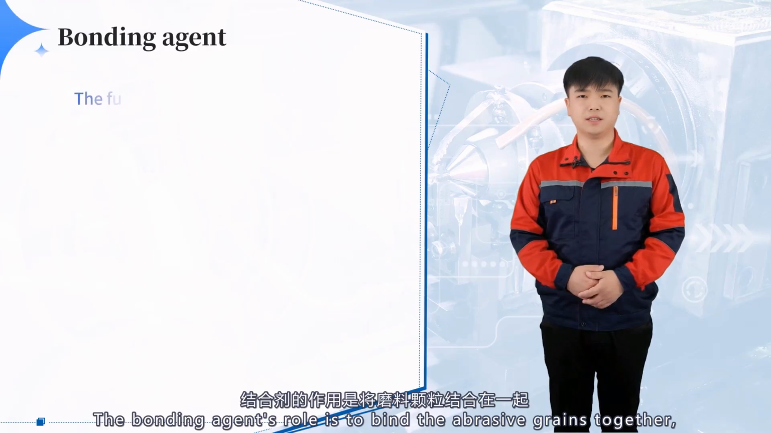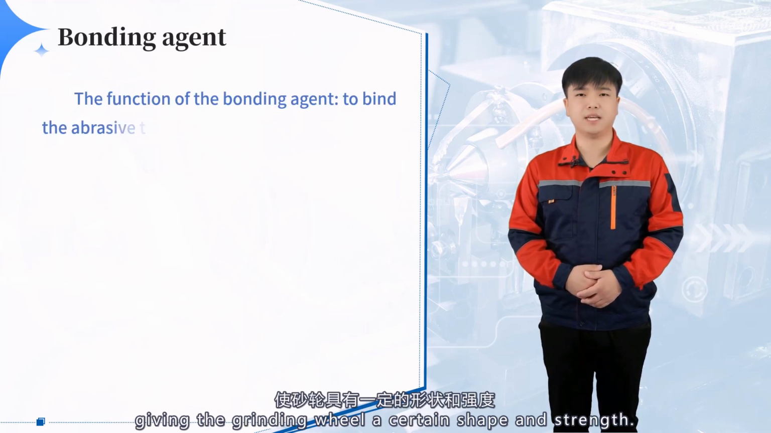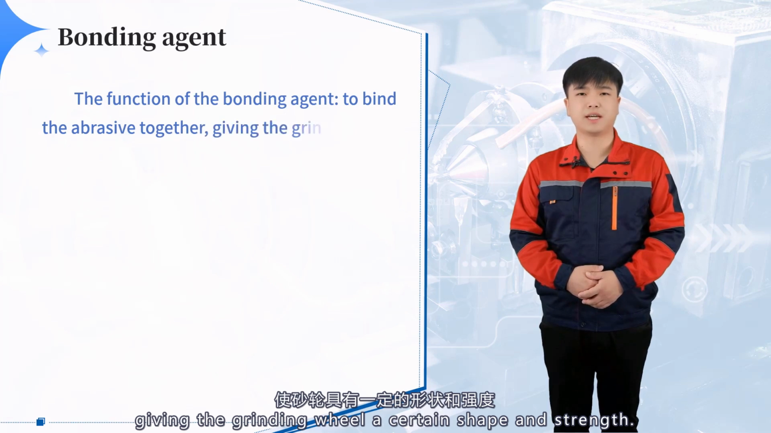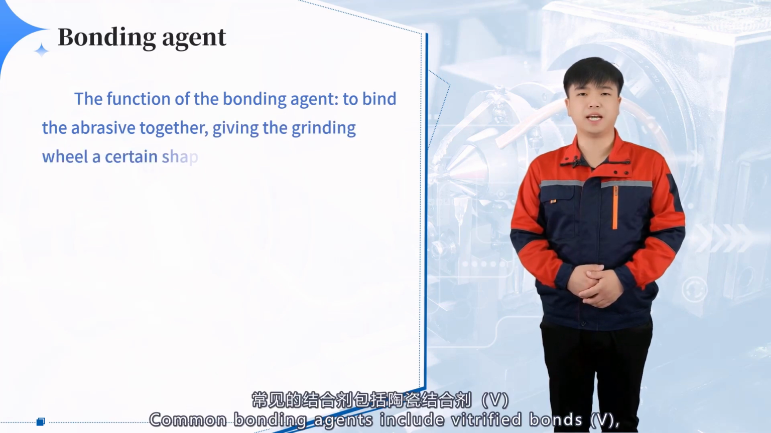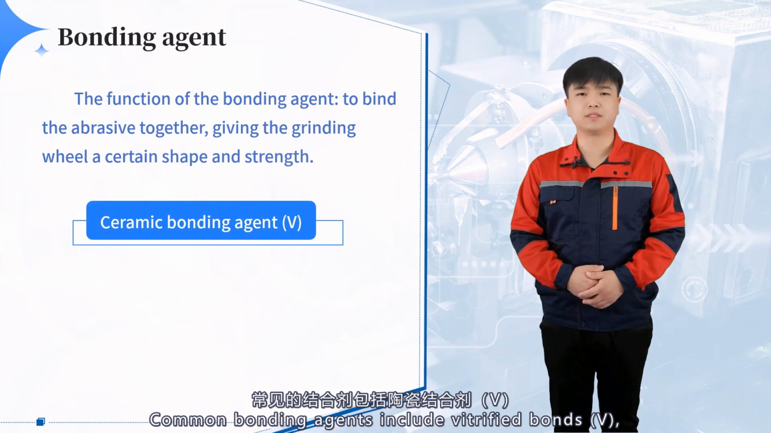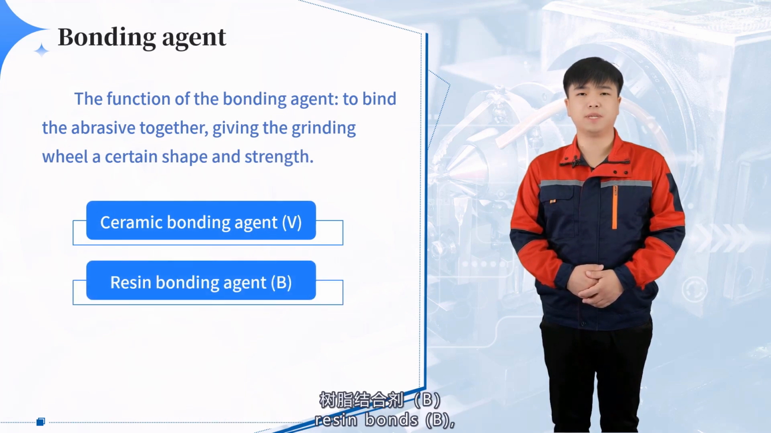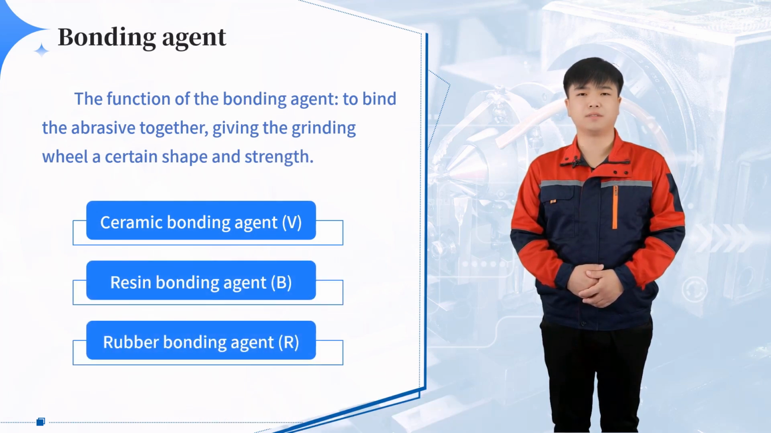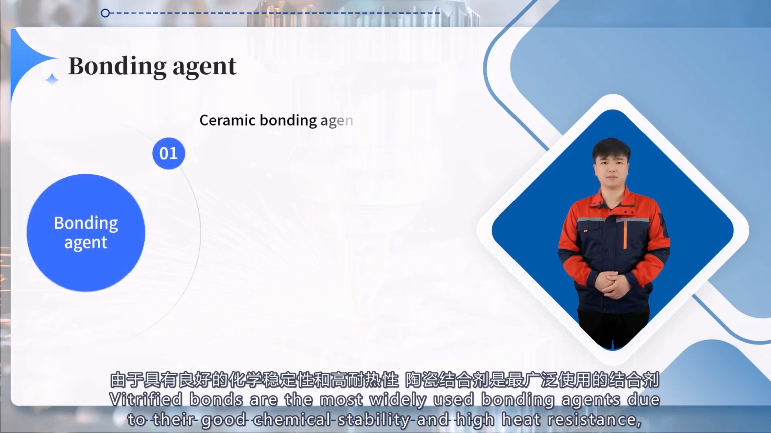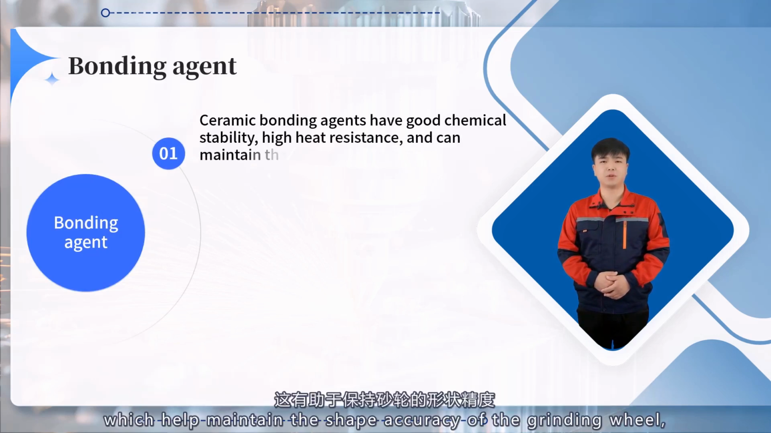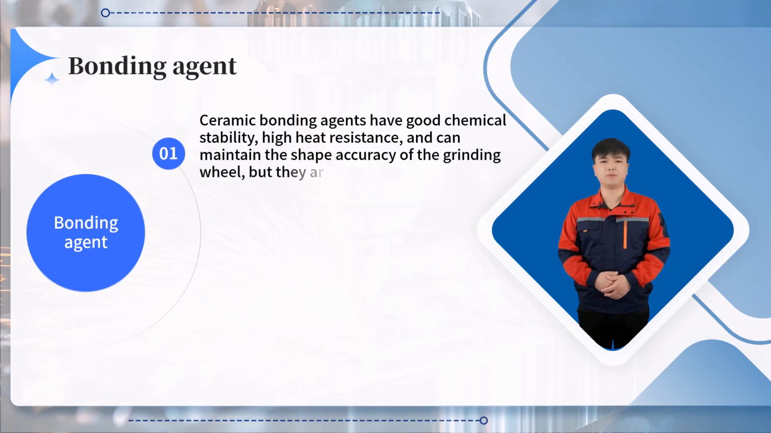Bonding agent. The bonding agent's role is to bind the abrasive grains together, giving the grinding wheel a certain shape and strength. Common bonding agents include vitrified bonds V, resin bonds B, and rubber bonds R. Vitrified bonds are the most widely used bonding agents due to their good chemical stability and high heat resistance, which help maintain the shape accuracy of the grinding wheel, though they are quite brittle.